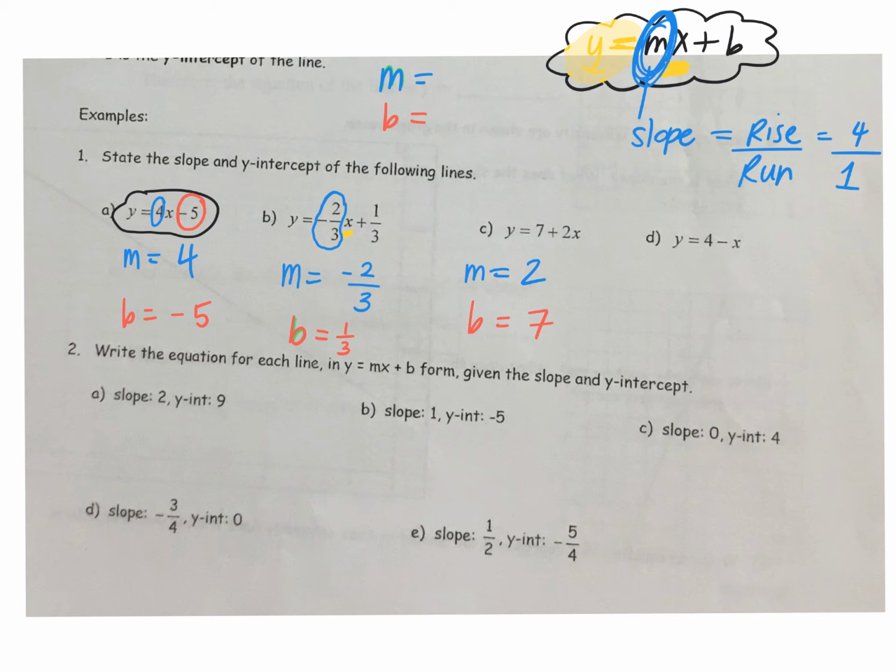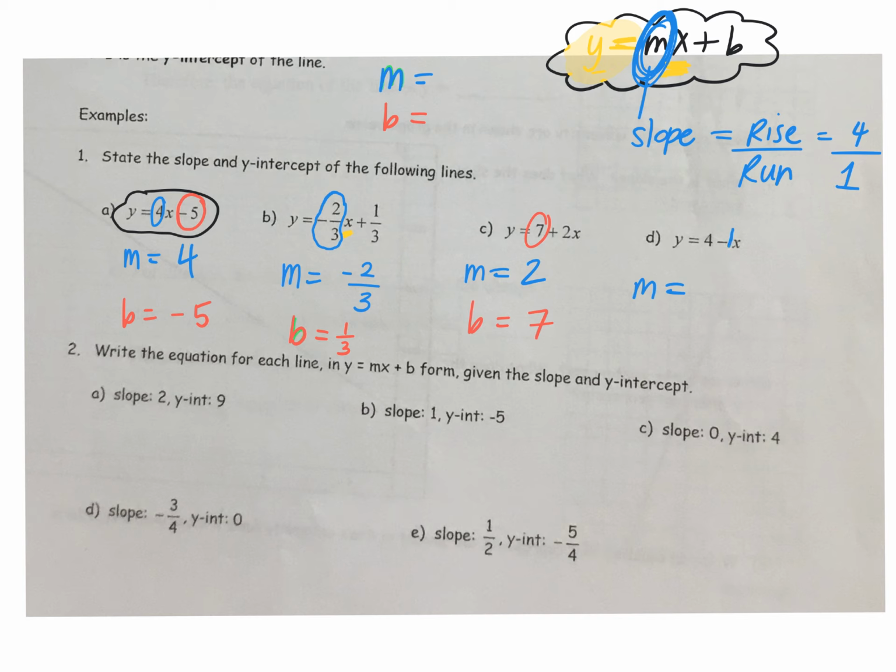7. That's the number by itself. There's two parts to the equation. There's the slope and there's the intercept. Okay, here's a tricky one. If there's no number in front of x, what can you always put in front of a variable that doesn't change it? Look.